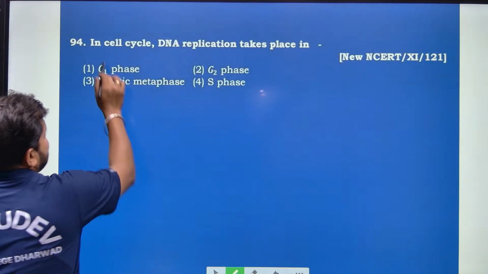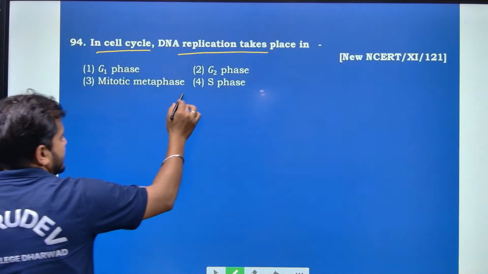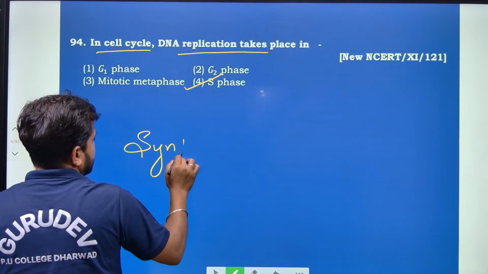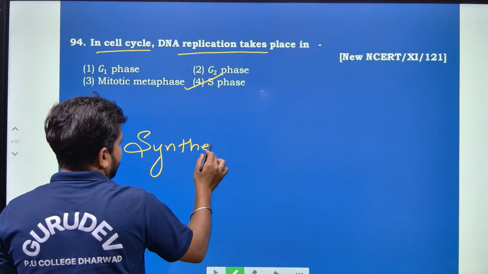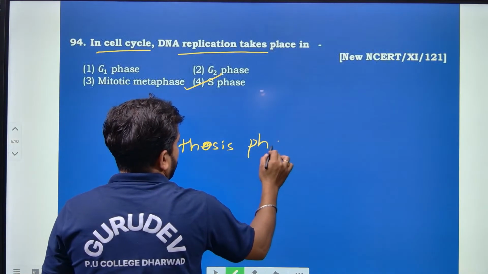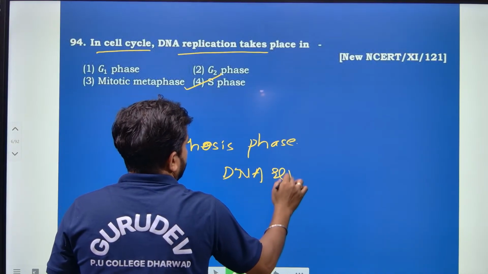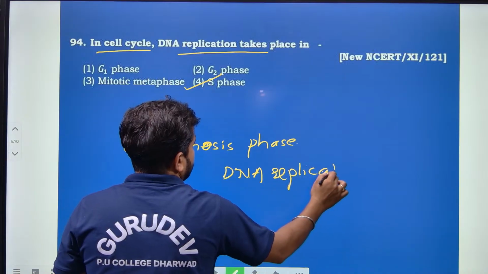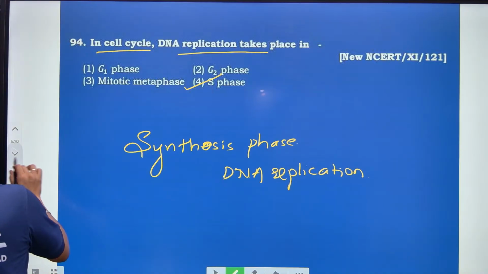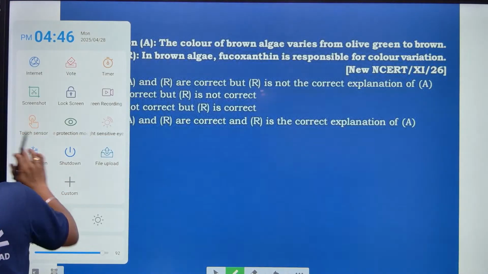Then in a cell cycle, DNA replication takes place in, definitely, the S phase. Because of that only we call the S phase the synthetic phase or synthesis phase, which actually carries out the DNA replication here, right? So the answer is the S phase, and this is related to the cell cycle, right?